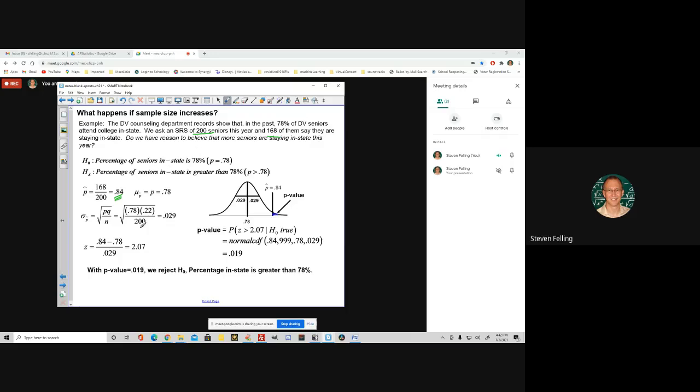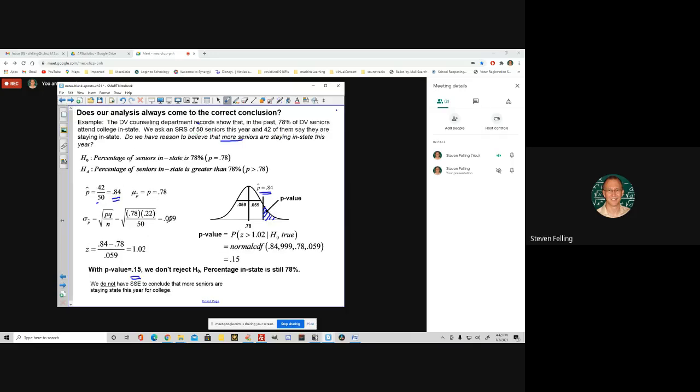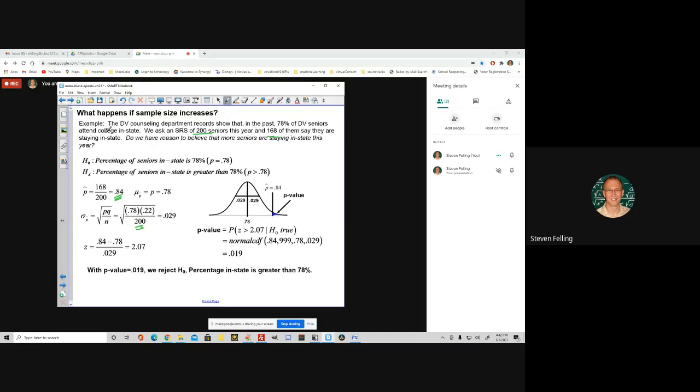One thing that's different though is because the sample size is larger, the standard deviation for the sampling distribution is lower, right? Where before it was 0.059, now it's a lot narrower. We have a higher sample size, so there's less variability from sample to sample. And that means now the standard deviation is only 0.029. So when we redo that, the distance here has not changed.